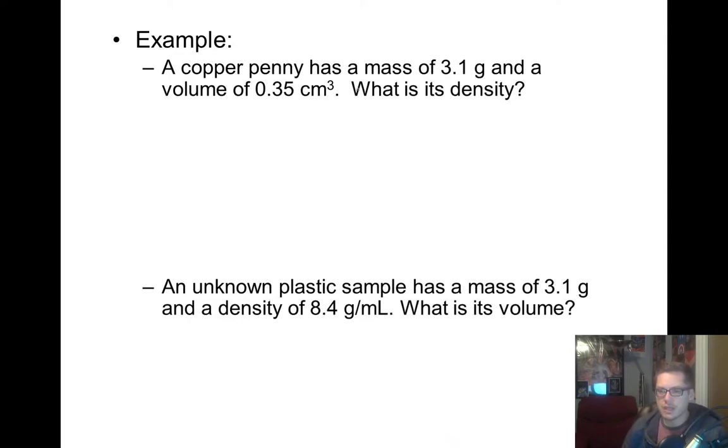It says a copper penny has a mass of 3.1 grams and a volume of 0.35 centimeters cubed. What is its density? So density equals 3.1 grams divided by 0.35 centimeters cubed. So we'll take 3.1 divided by 0.35. We get 8.857. How many sig figs?